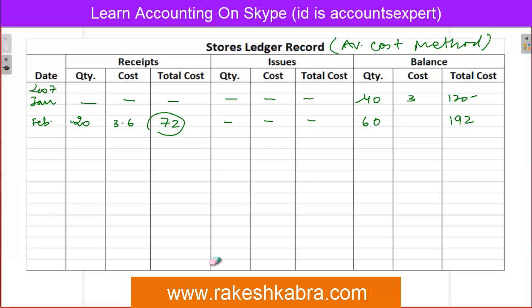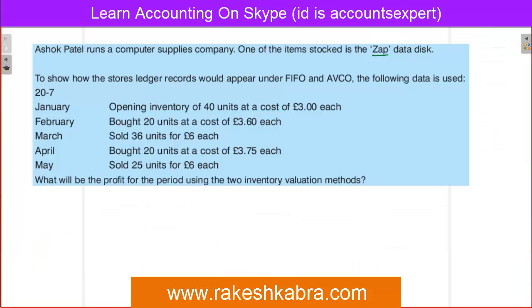So this time we will not consider the rate. Because when we issue any inventory, at that time we have to compute the average cost. So right now you just merge. See, 40 plus 20, 60 units, and 120 plus this value 72, 192. You just merge unit with unit and value with value.